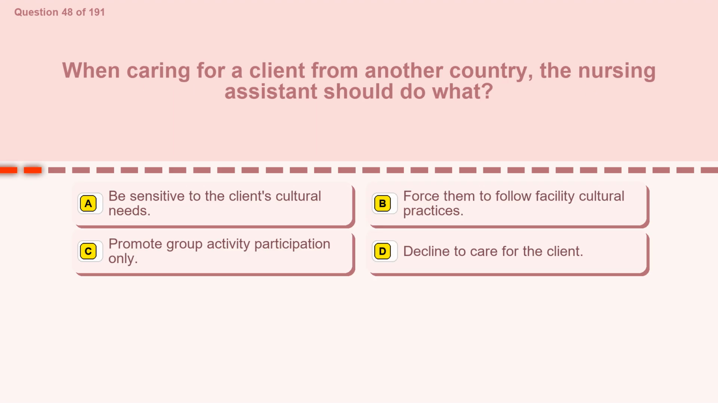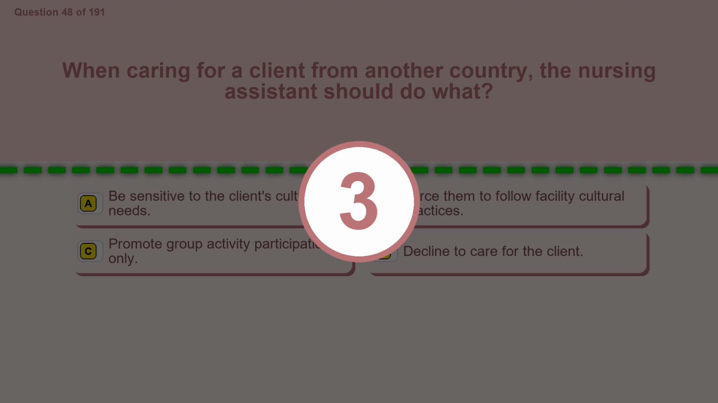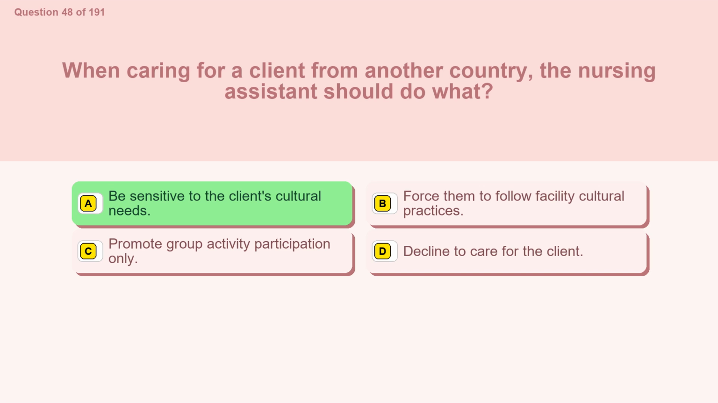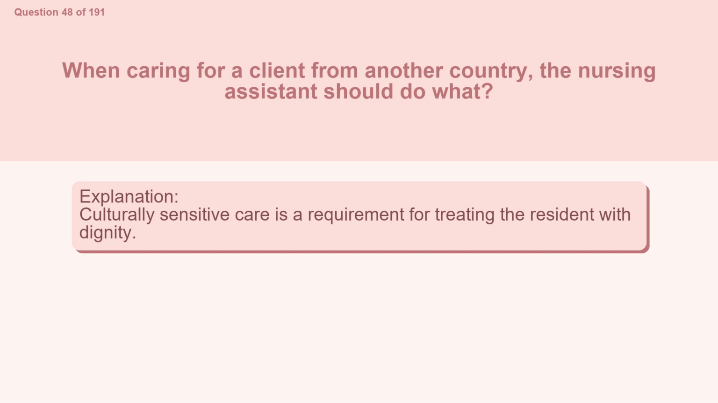Question 48. When caring for a client from another country, the nursing assistant should do what? Option A. Be sensitive to the client's cultural needs. Option B. Force them to follow facility cultural practices. Option C. Promote group activity participation only. Option D. Decline to care for the client. The correct answer is option A. Be sensitive to the client's cultural needs. Culturally sensitive care is a requirement for treating the resident with dignity.